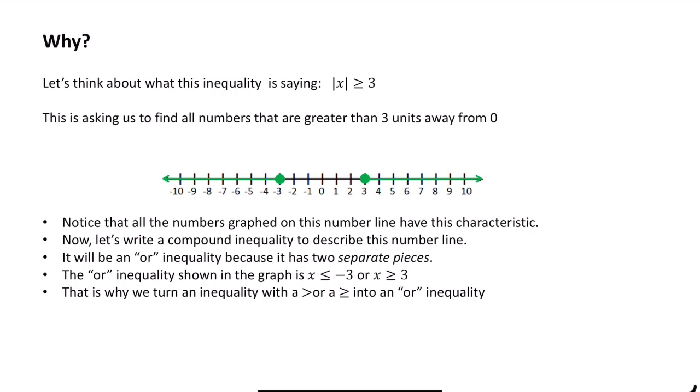So I can write this as x is less than or equal to -3, or x is greater than or equal to +3. So that's why we turn an inequality with a greater than or equal to sign into an or inequality. So for example, the absolute value of x is greater than or equal to 3, I can rewrite that as x is less than or equal to -3, or x is greater than or equal to +3.